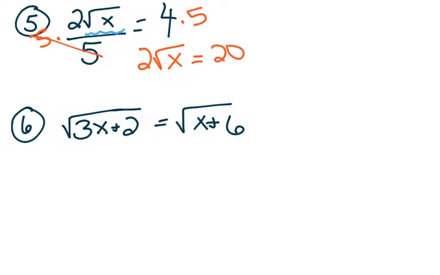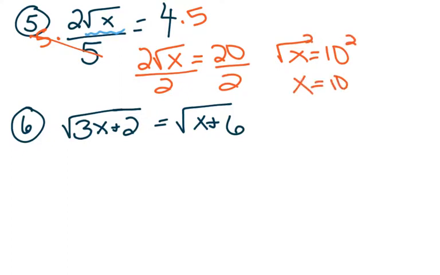All right, I have to divide both sides by 2, so I don't have a coefficient anymore. And now I have the square root of x is equal to 10. Now I'm ready to get rid of that square root, so I'm going to square, and x equals 100. Okay, I'm going to check off to the side real quick.